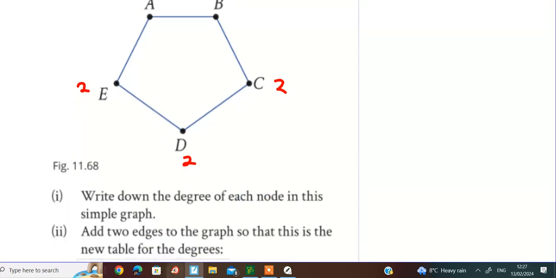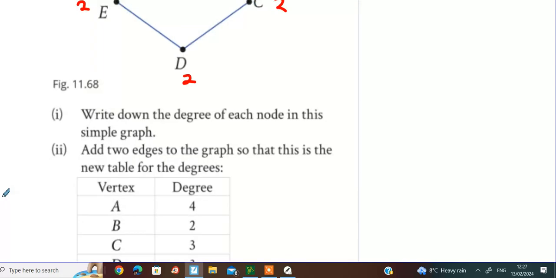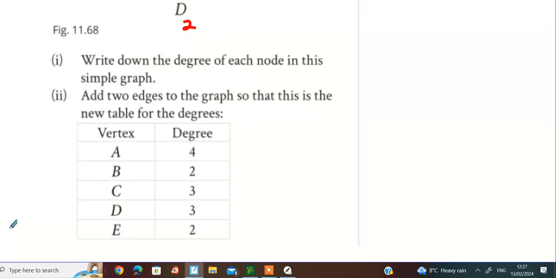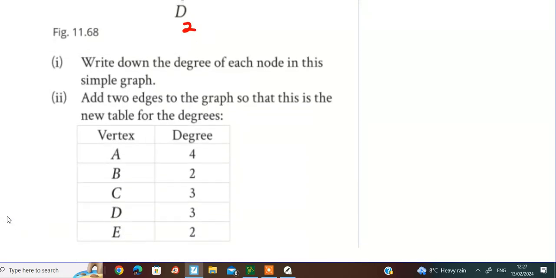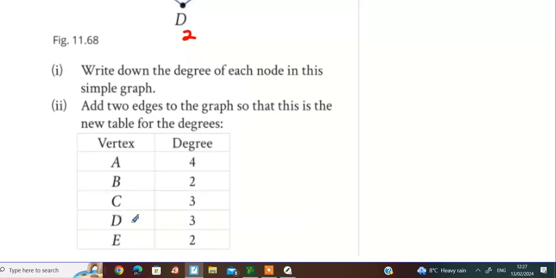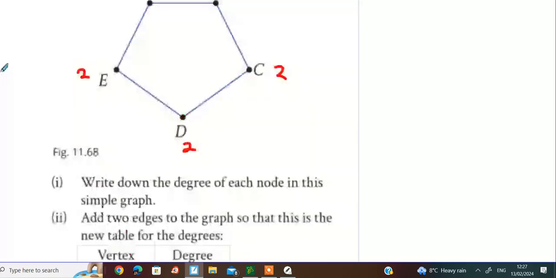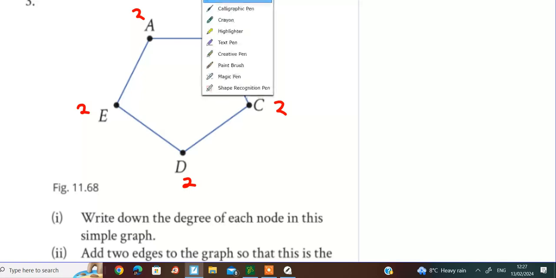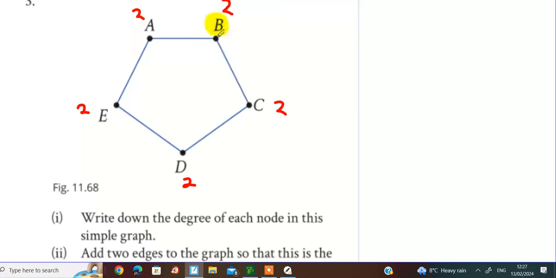Add two edges to the graph so that this is the new table for the degrees. It wants A to have 4 and C to have 3 and D to have 3. So notice that B and E remain unchanged. So B and E are off limits. B and E aren't to be going here.